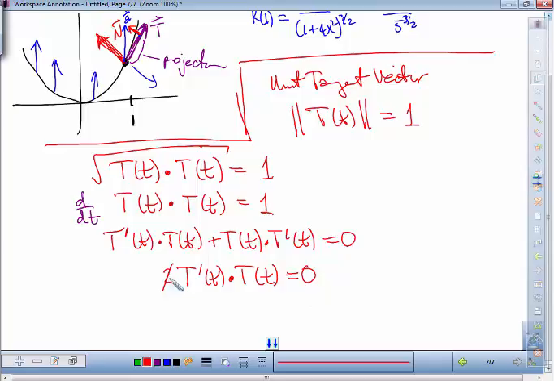So the dot product of T and its derivative T' is equal to 0. So it turns out that T'(t) is actually perpendicular to T(t). So those two things are perpendicular, which gives us a good candidate for our normal vector.